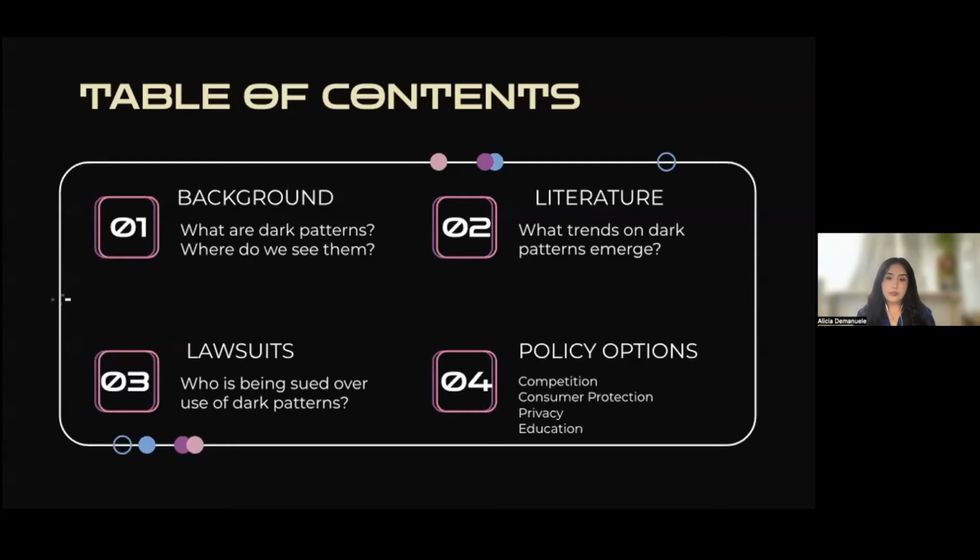I'll then offer a brief analysis of relevant literature and the lawsuits that are holding companies accountable for their use of dark patterns. And finally, the presentation will conclude with policy options for the Canadian government going forward.